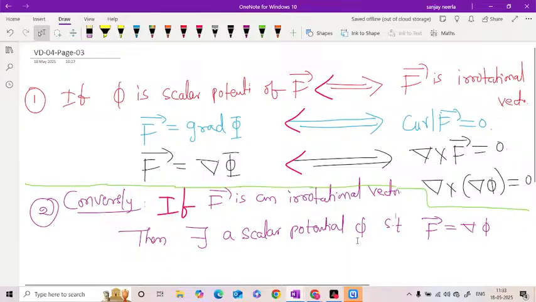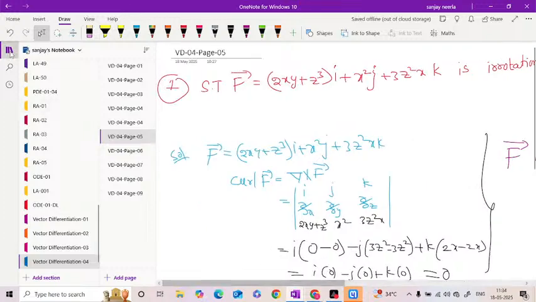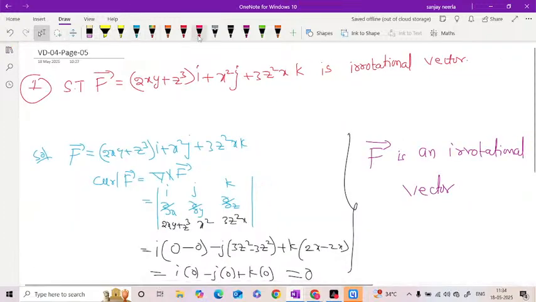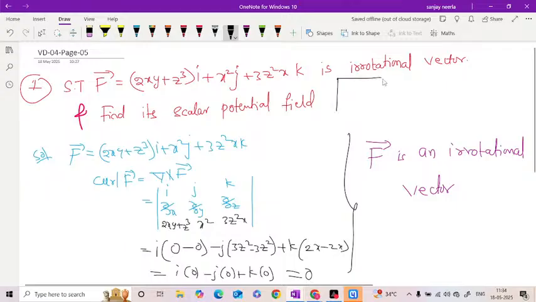Okay, so now the second question is, we know that the given vector is an irrotational vector. Now the second sub-question is: find its scalar potential field. That means the question is, what is the pi? And the same question they will give like this also.